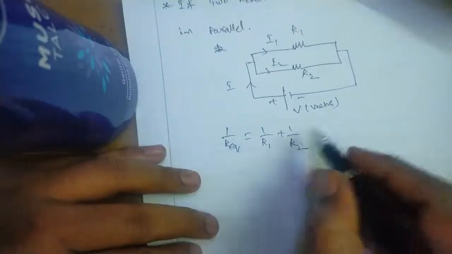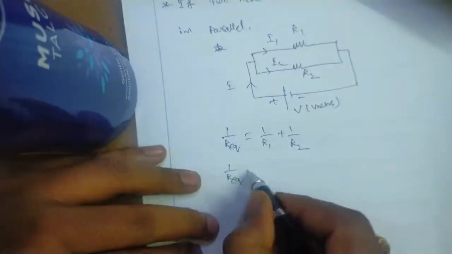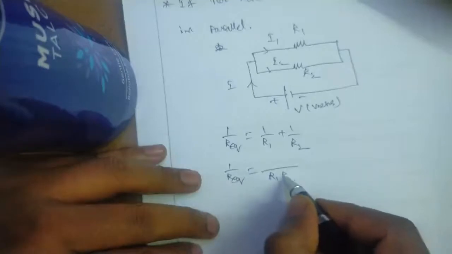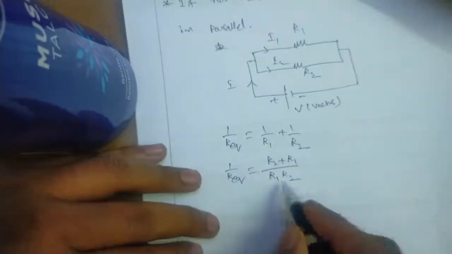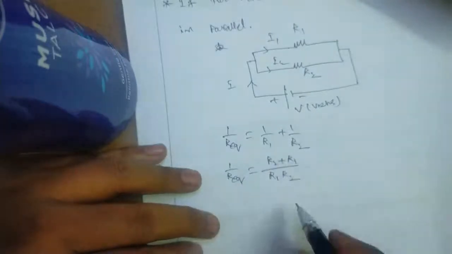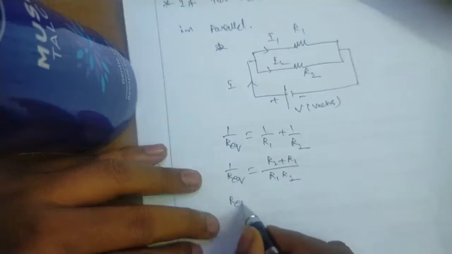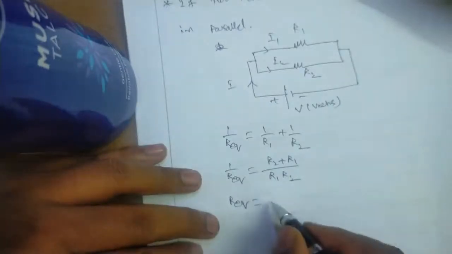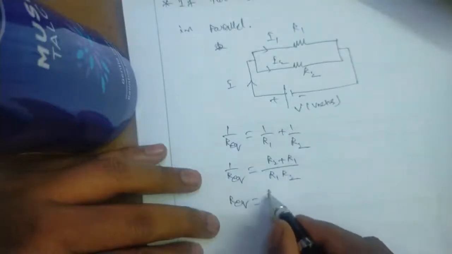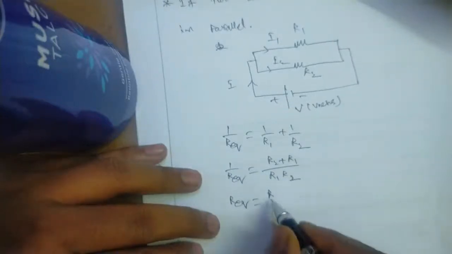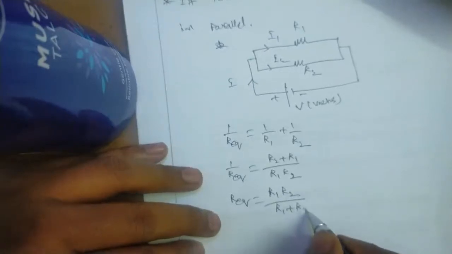By simplifying this, 1 by R equivalent is equal to R1 R2 by R2 plus R1. Okay, LCM. From this expression, R equivalent is equal to inverse of this, that is reciprocal of this. This is R1 R2 by R1 plus R2.